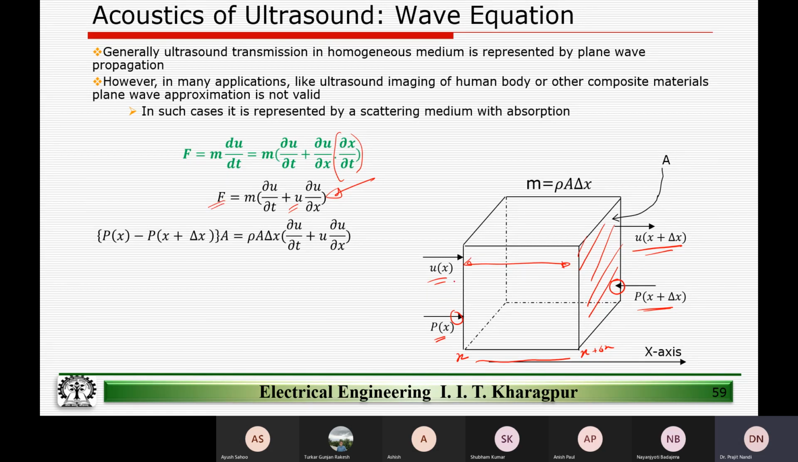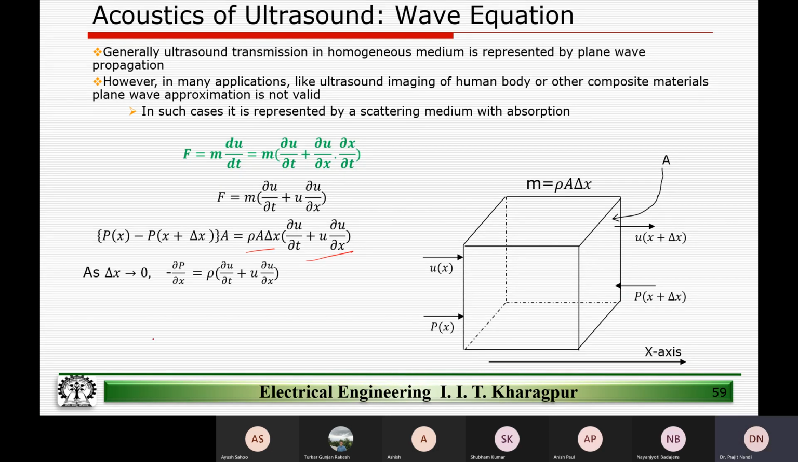Now, what is the force here that we are talking of? It is the pressure at this edge and the pressure at this edge. So the net force is the difference between these two pressures, which is px minus p of x plus delta x, multiplied by A. That is the force acting on this piece of medium, right? And that equals this.